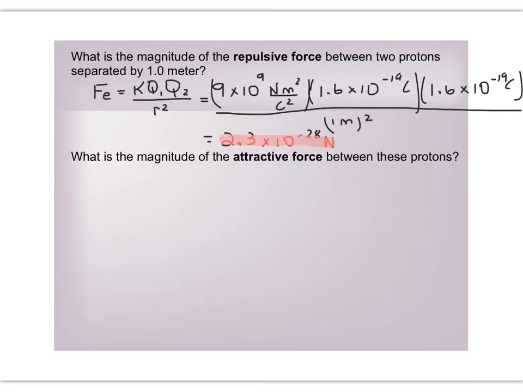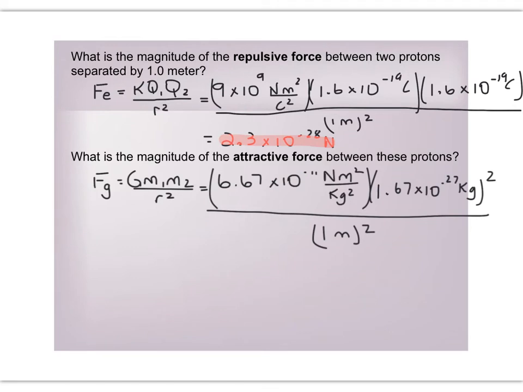And now the magnitude of the gravitational force is going to be given to us by the gravitational force equation. So the gravitational force is G m1 m2 over r squared. G is 6.67 times 10 to the negative 11th newtons meters squared over kilograms squared. The mass of a proton, 1.67 times 10 to the negative 27 kilograms. And I ran out of space, so instead of writing it a second time, I just squared it, and then divided by 1 meter squared.